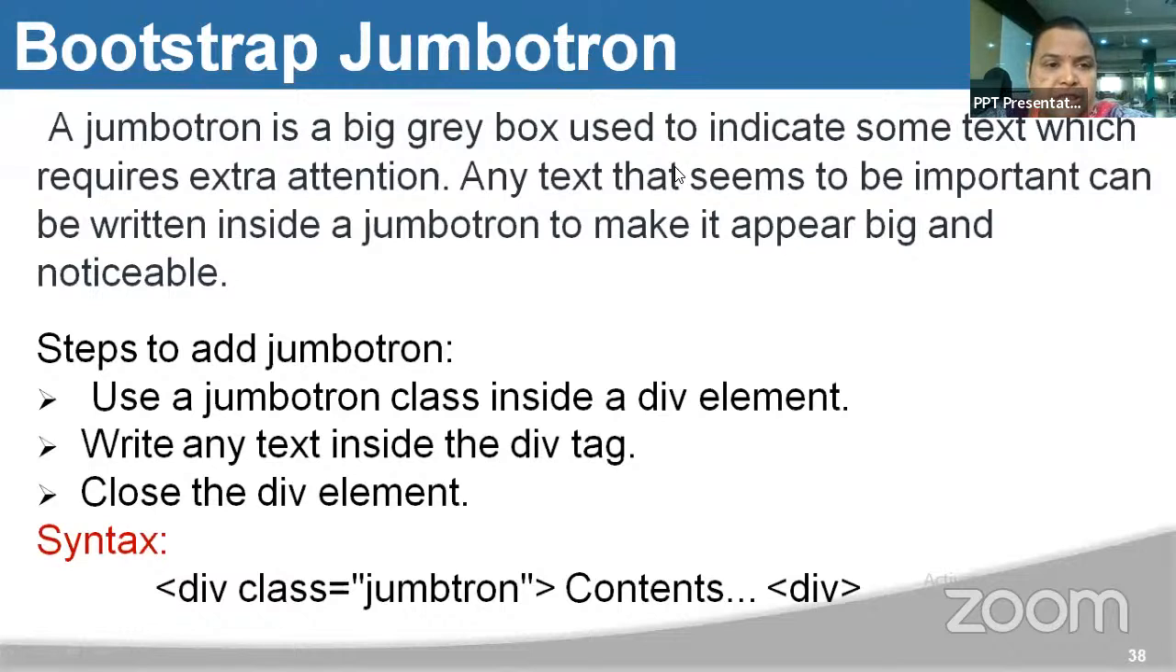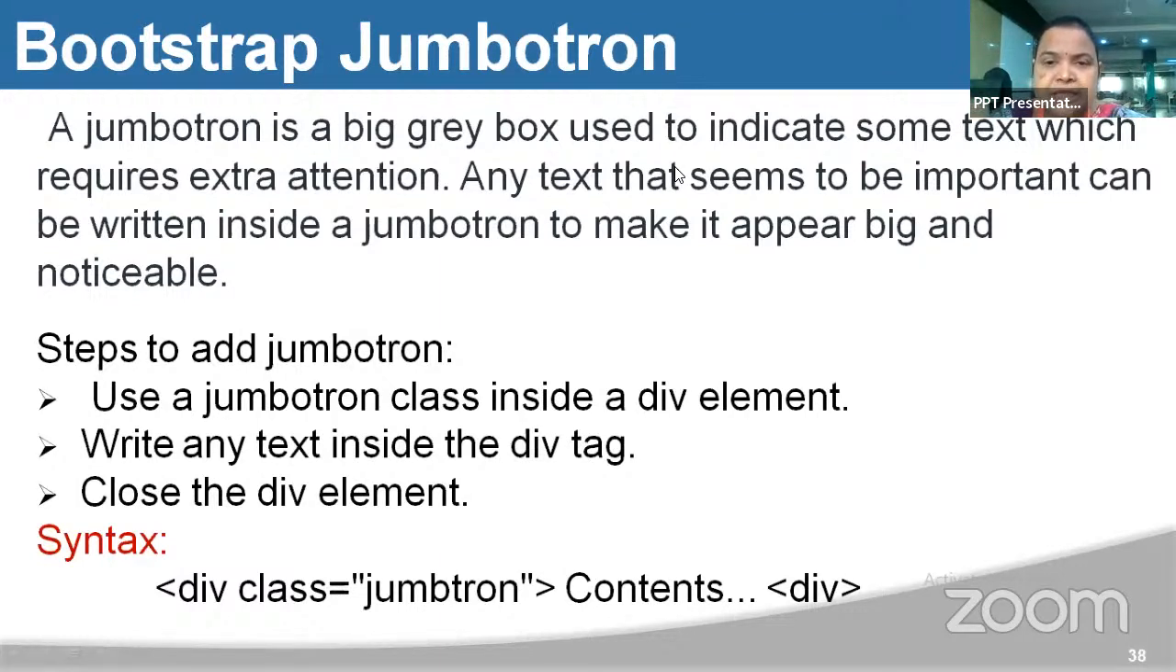What is the purpose of the Jumbotron? Actually, Jumbotron is represented as one gray box. Whatever important thing is displayed in your website or web page, that is indicated by one square box. Whatever important text, separately it can be displayed on your own page. That representation is different from a regular message.